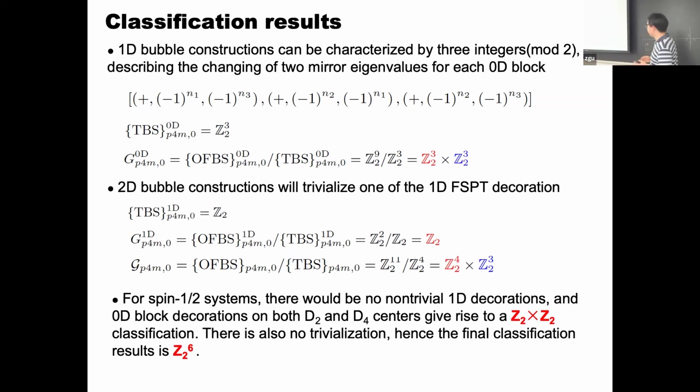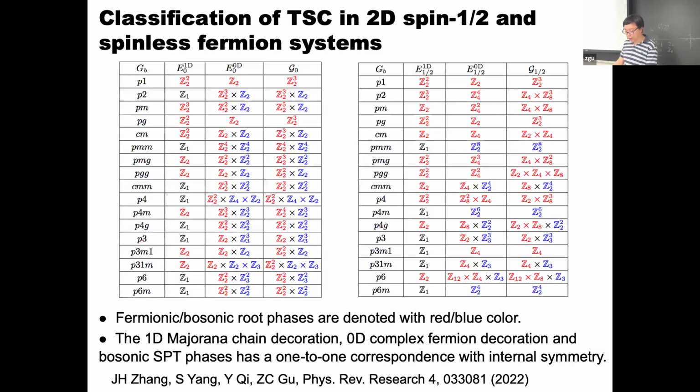But if we apply a similar construction for the spin 1/2 system, then if you still remember our conclusion for the point group, there's nothing you can decorate on the 1D block, pretty trivial. And on the 0D block, we only have this Z2 squared bosonic root phase. So in total, we have Z2 to the 6. Now we remember these 2 results, and we try to see whether we can really match them in this internal symmetry calculation. The internal symmetry calculation is much more involved.